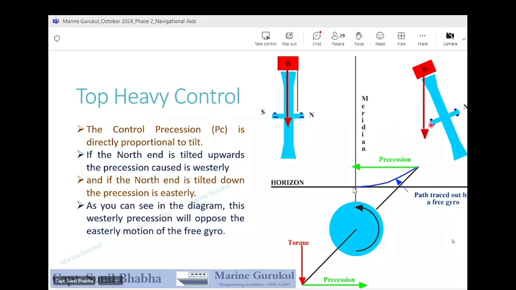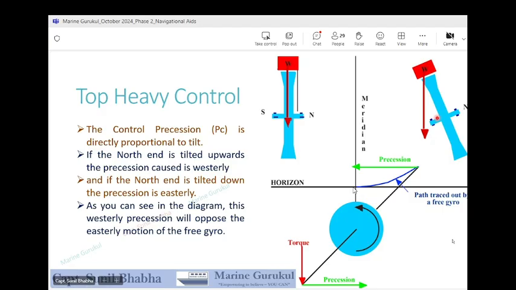Now, as soon as some tilt is generated, the weight starts to act on the south end of the spin axis, generating a precession, trying to take the spin axis back towards the meridian. You can easily visualize that as the tilt of the spin axis increases more and more, the difference between the weight acting downwards and the center of gravity of the rotor also increases. So the lever becomes larger as the tilt increases, telling us that the control precession which is generated is directly proportional to tilt.